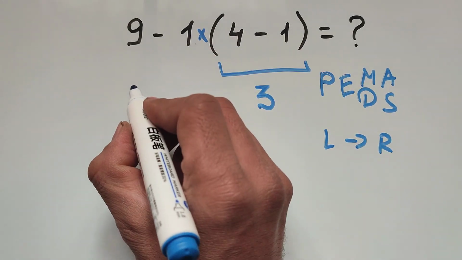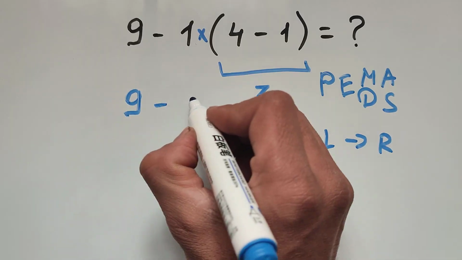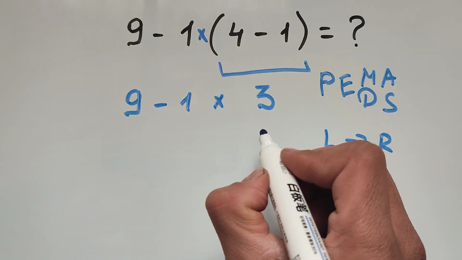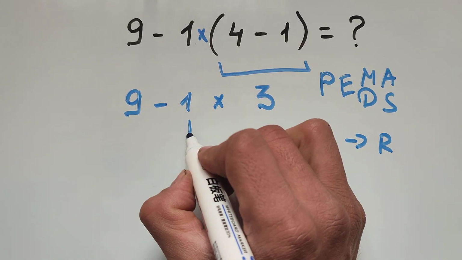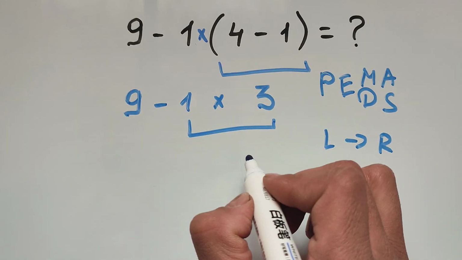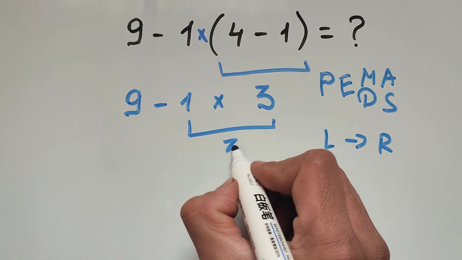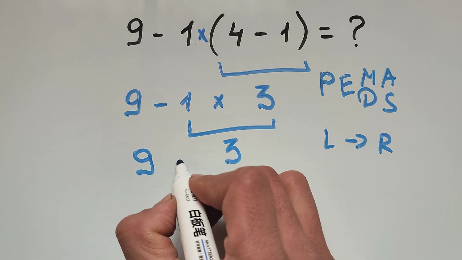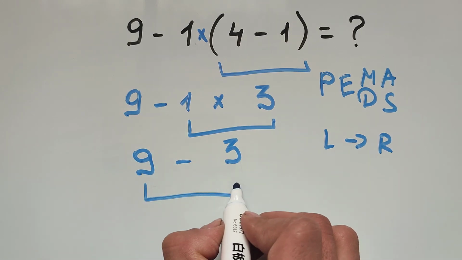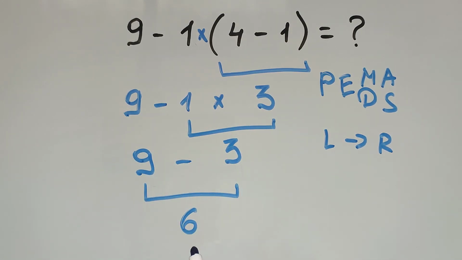and we have to copy the rest part of the problem. 9 minus 1 multiplied by 3. According to this rule, first we have to work this. 1 multiplied by 3 equals 3, and 9 minus 3. 9 minus 3 equals 6. This is our correct and final answer. We can copy this answer here.